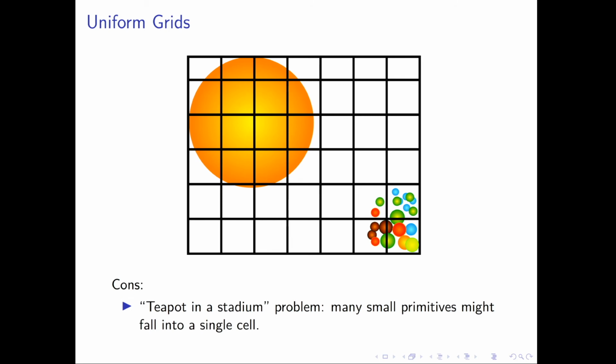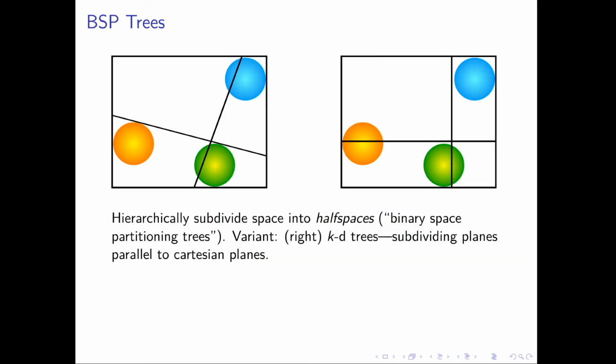With the teapot in a stadium problem, if we knew we had a teapot in a stadium, we could just handle this specially. But the problem is that you never really know about the spatial arrangement of the objects or of the actual sizes, and that makes uniform grids quite inflexible. This is the reason why they are not so popular, and why people usually use hierarchical data structures and prefer them over uniform grids.